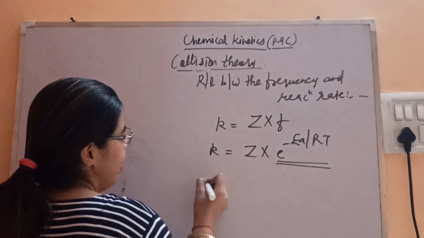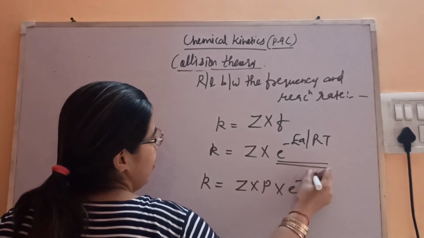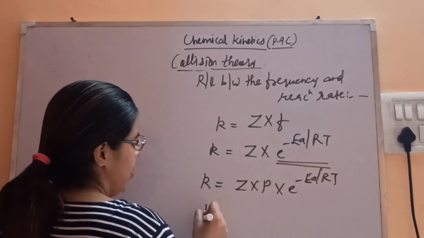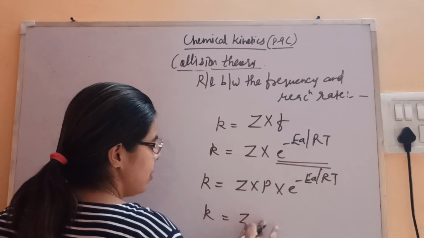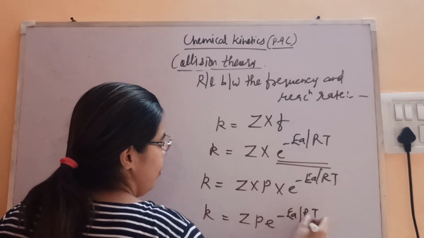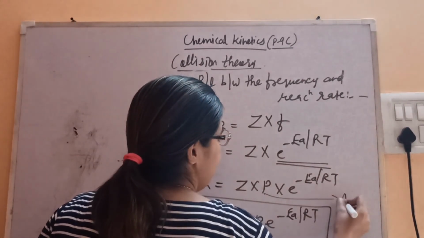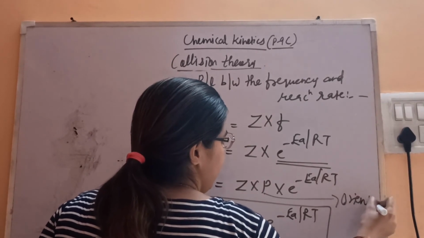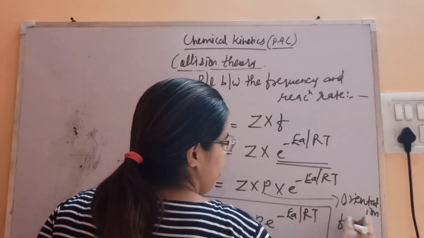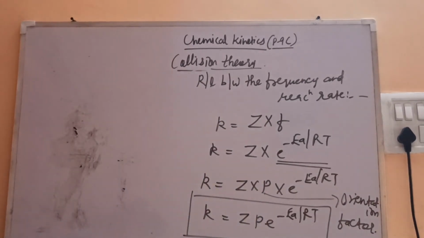So this is basic for that. And finally, we modify by multiplying with P, that is the orientation factor. So this is the mathematical aspect of collision theory, where P represents the orientation factor. So K depends upon both these factors. Fine, and K you know is the rate constant.